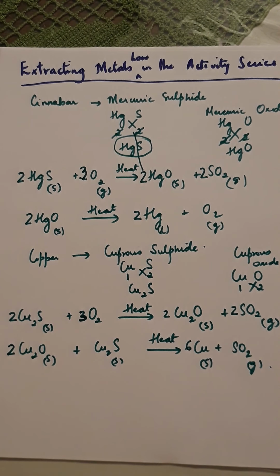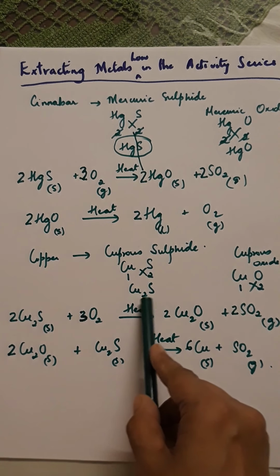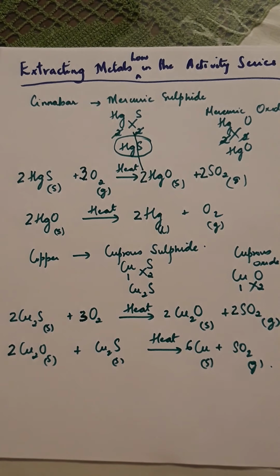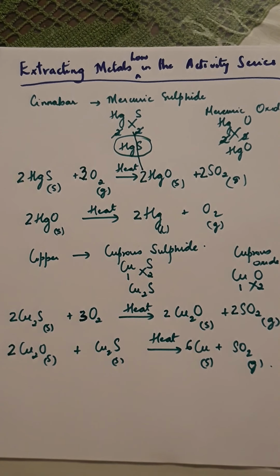Okay, so remember that copper is found as cuprous sulphide, that's Cu2S, in nature, and it is obtained from its ore by just heating it in air. So with this, I have finished how you extract metals that are less reactive, which are in the lower part of the activity series.